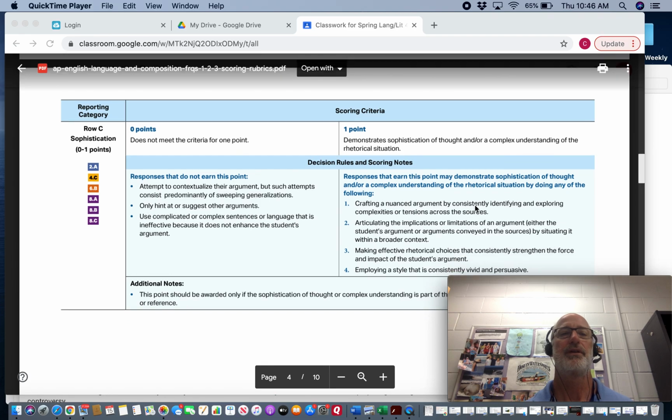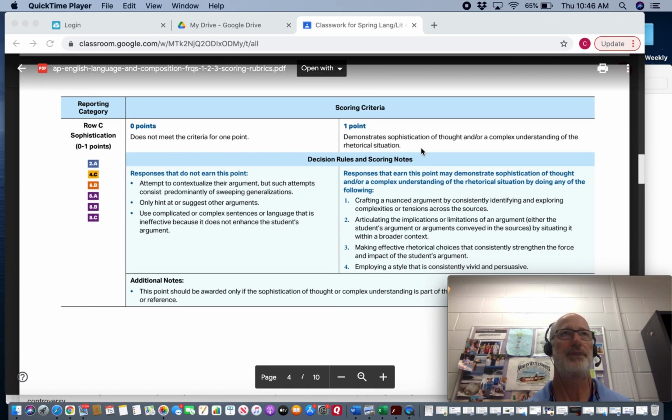Here is where I wanted to really touch base, because the sophistication point is one that is clearly going to be more subjective in a sense with the readers, but I think we can take some of that subjectivity out of it.